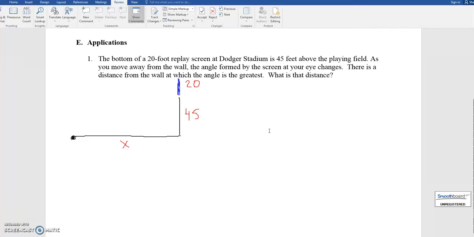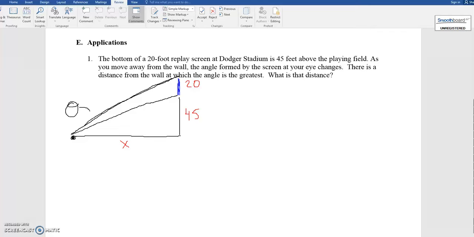So let's try to get the viewing lines in here. Okay, well, from here, I really should say this is my eye level. But if I were to go straight to there, think of that as a perfectly straight line. And then from here, another straight line. The angle created there, that's my viewing angle. And I want to make that as large as possible.